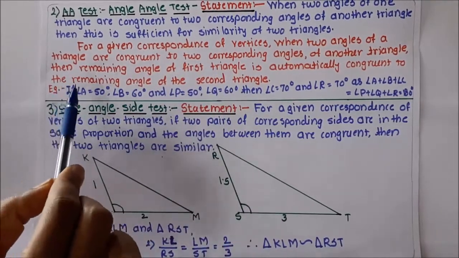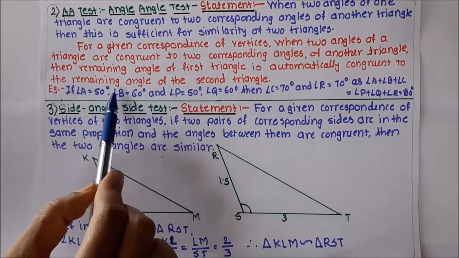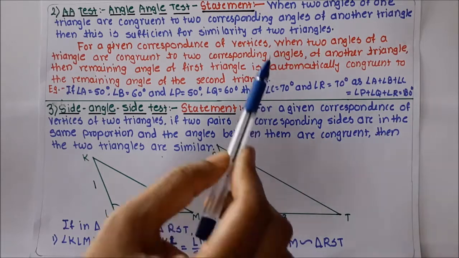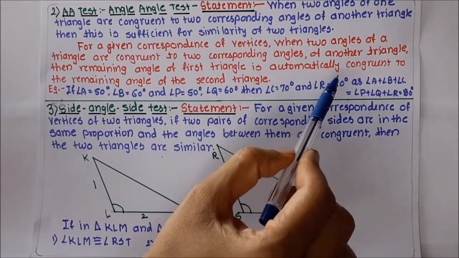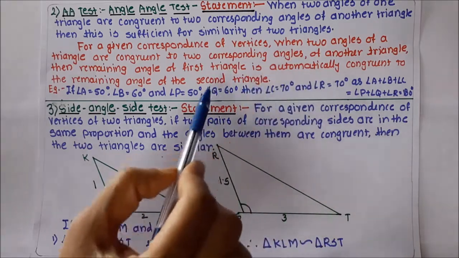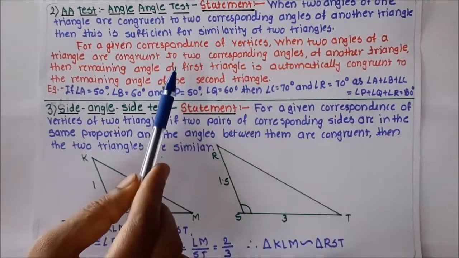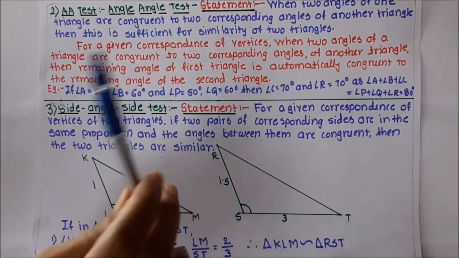Here, for example, if angle A is 50 and angle P is 50, angle B is 60 and angle Q is 60, then automatically the last angle, angle C, is 70 and angle R is also 70, to make the sum of the three angles 180. This means it is sufficient to show only two angles congruent.